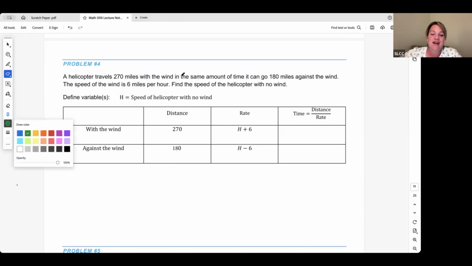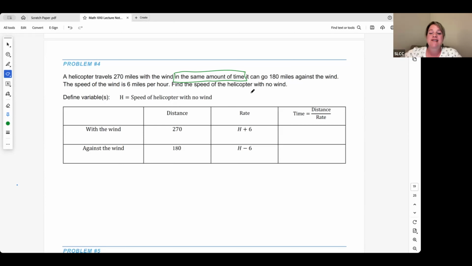This is the key right here, in the same amount of time. So when you're looking at motion problems in the same amount of time, you want to set up that time is equal to time, but that's not very helpful. So plug in that time is distance over rate. So distance over rate is equal to distance over rate, and that's what we have here. So distance 270 over the rate, h plus 6, and then the distance on the next scenario, 180 over h minus 6. Now we just set those two equal to each other and solve.